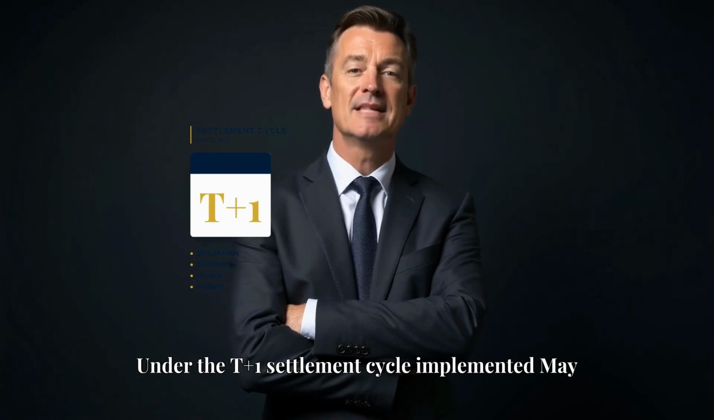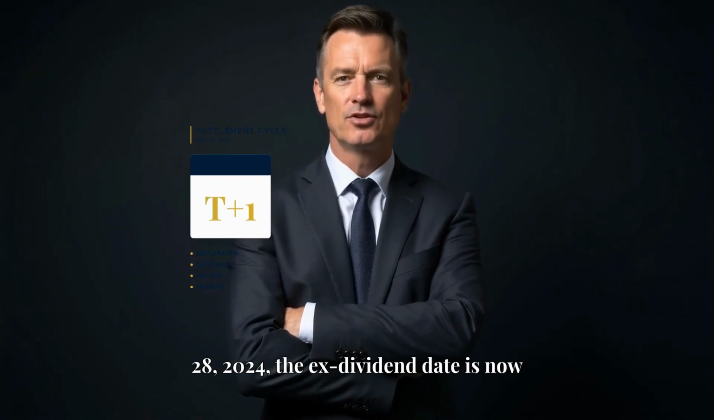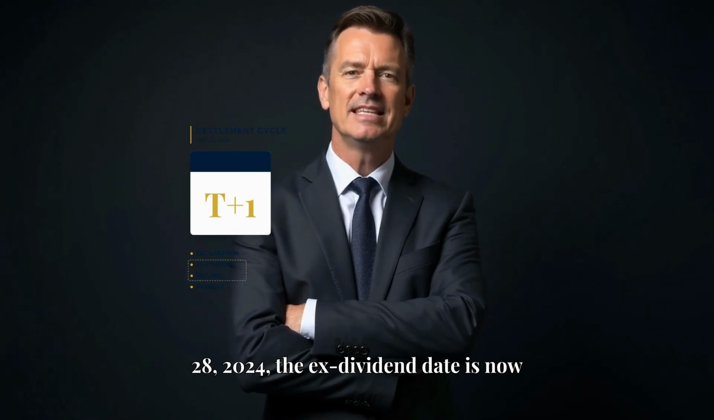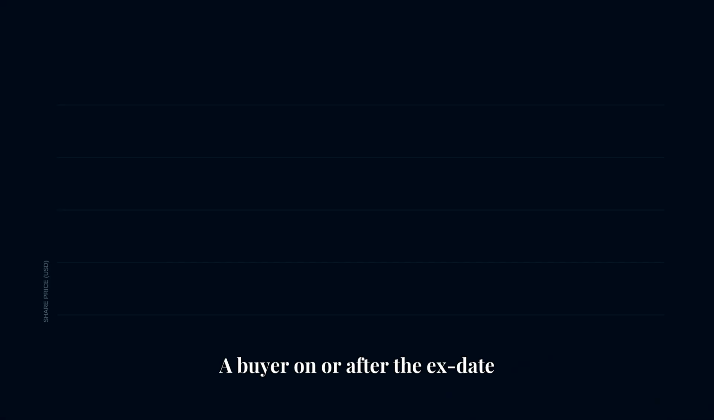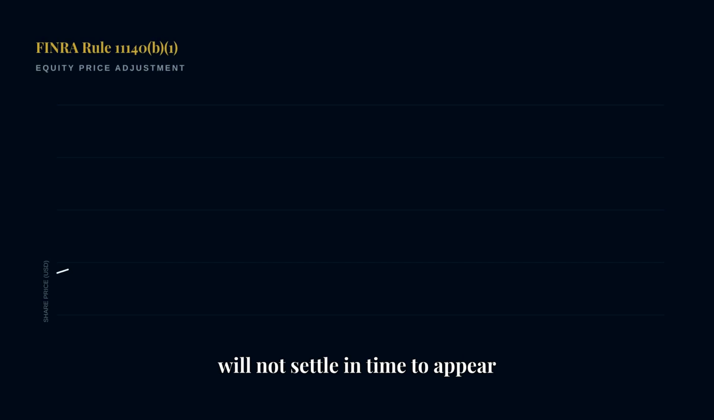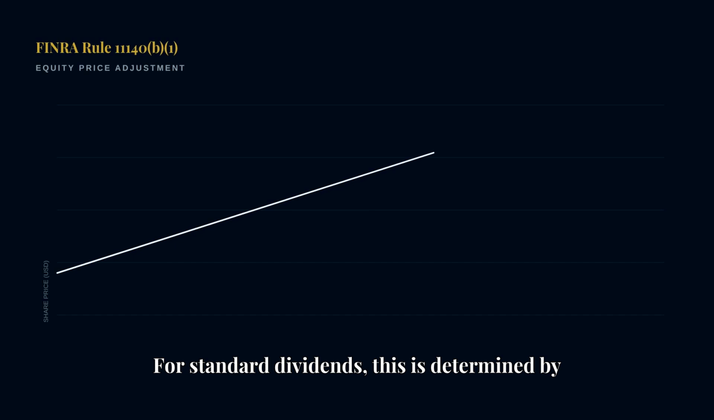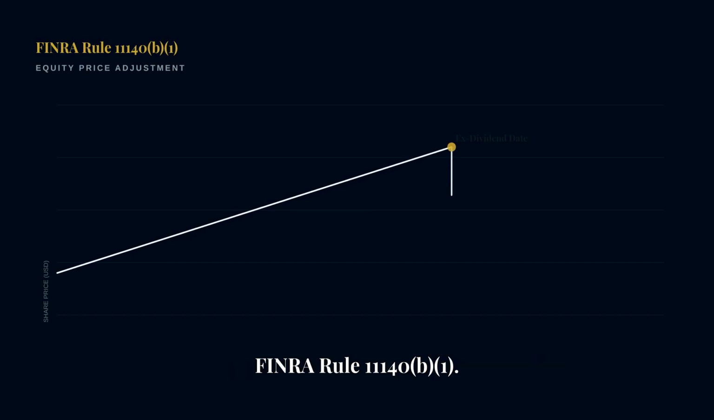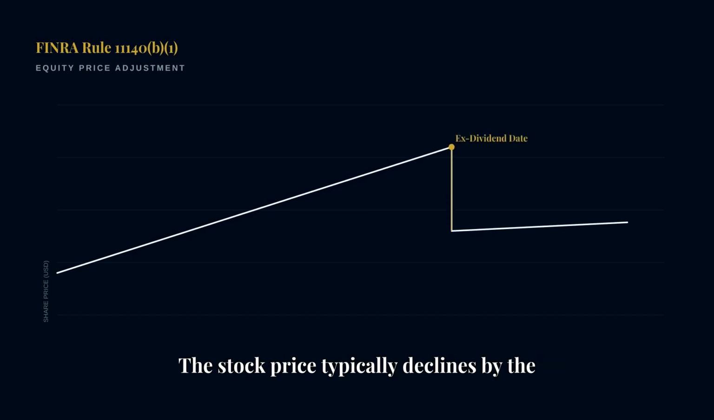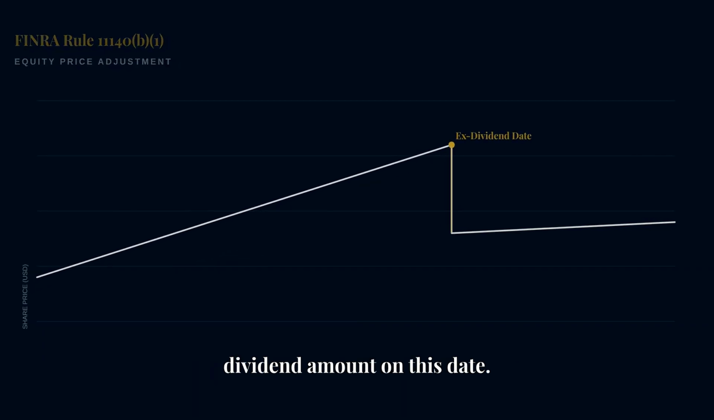Under the T+1 settlement cycle implemented May 28, 2024, the ex-dividend date is now the same day as the record date. A buyer on or after the ex-date will not settle in time to appear as a shareholder of record. For standard dividends, this is determined by FINRA Rule 11140B1. The stock price typically declines by the dividend amount on this date.